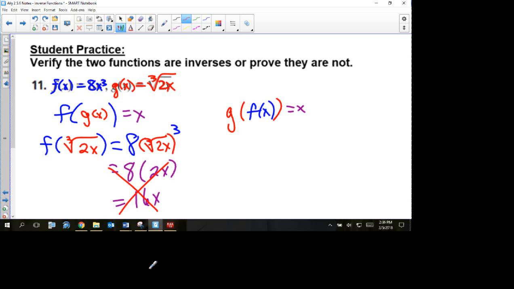How are you going to know if you made a mistake? You're going to do the other one just to check. So both of them shouldn't work. If one works and one doesn't, you probably made a mistake. So we're going to do the g. You do g of, and then you're going to put your f inside, and the f is 8x cubed. Equals, and we're going to do the cube root of 2 times, and then there's my x again, so I'm going to do 8x cubed.